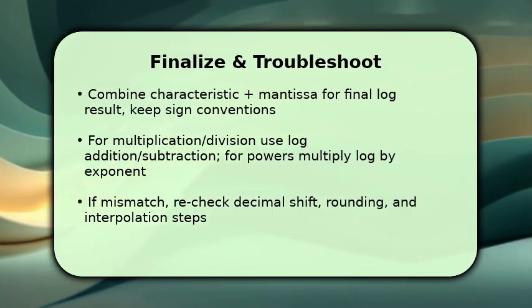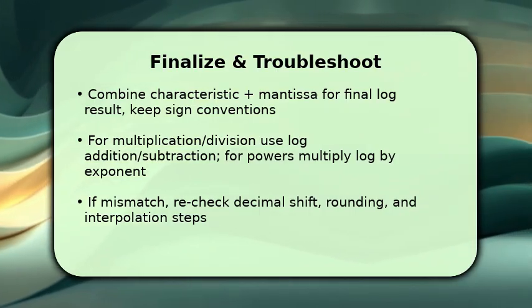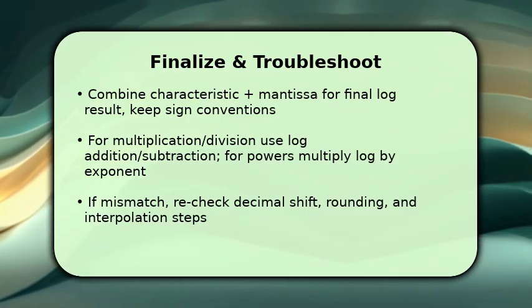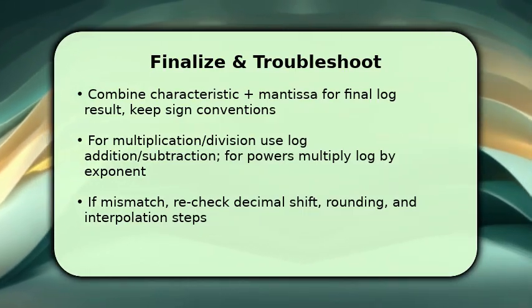If results look off, recheck 3 things: the decimal shift you used when normalizing, the mantissa digits you looked up, and any interpolation arithmetic. Correcting one of these almost always fixes discrepancies.